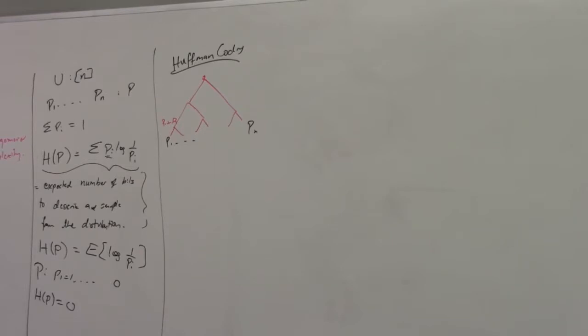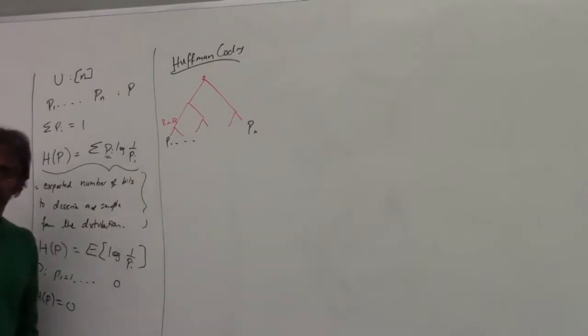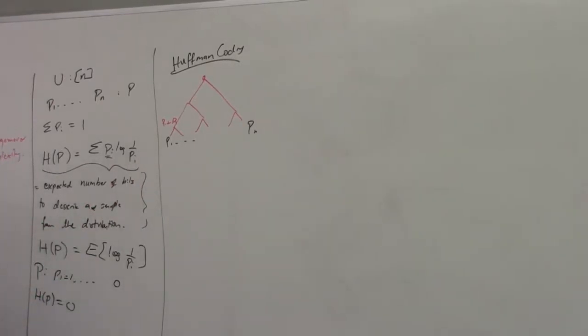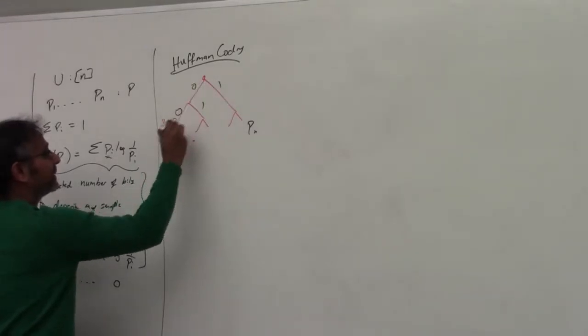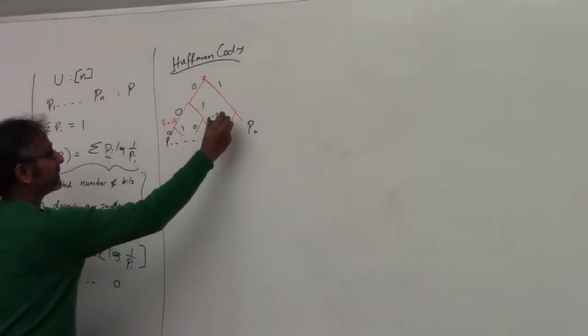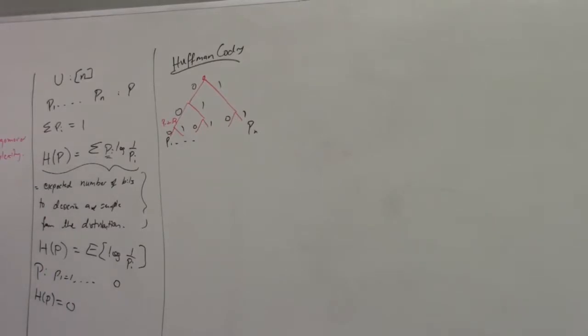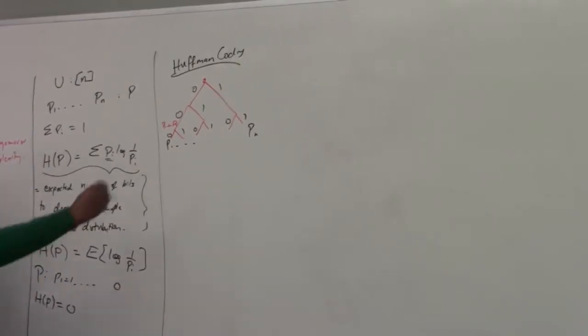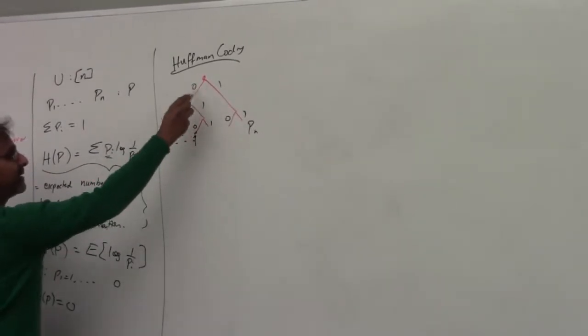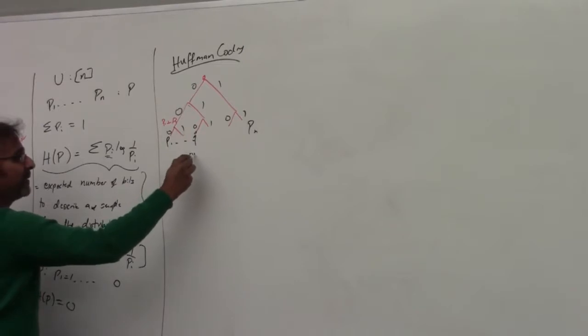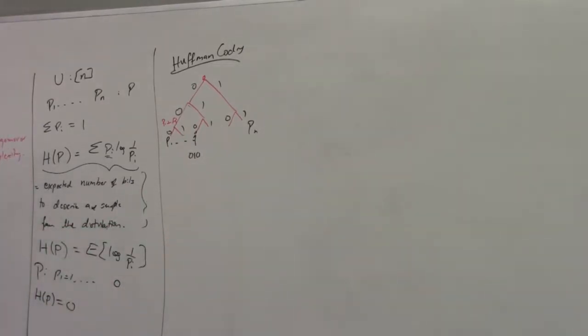At the end, this is a binary tree, so I'm going to label the edges of the binary tree with zeros and ones. The left side is always 0, the right side is always 1. And now the encoding for any object is you go down the tree to where it is. So let's say you're looking at this element: 0, 1, 0. So the encoding of this element is 0, 1, 0.